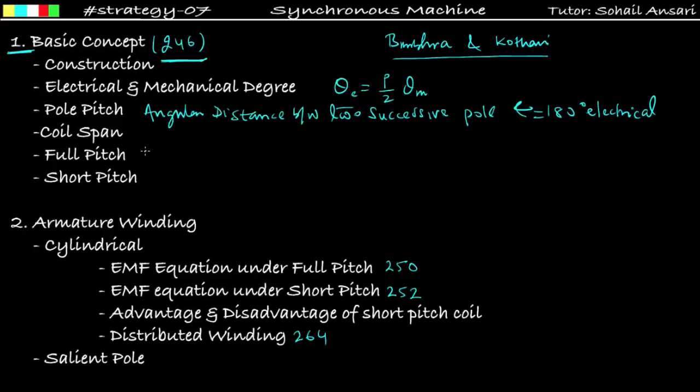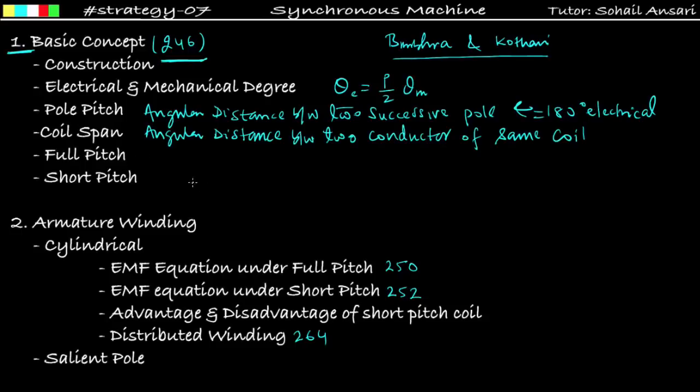Okay, now talking about the coil span. What is coil span? Coil span is the angular distance between two conductors of the same coil. What do you mean by this? Suppose we have a rotor, and it is a two pole machine. Suppose we have north here and south here, and we want the conductors such that the first conductor is lying at north and the second conductor is lying at south. This is dot and this is cross, let us say. So what is the coil span? Coil span is the angular distance between two conductors of the same coil. So the angular distance will be this much. It is always equal to 180 degree electrical.